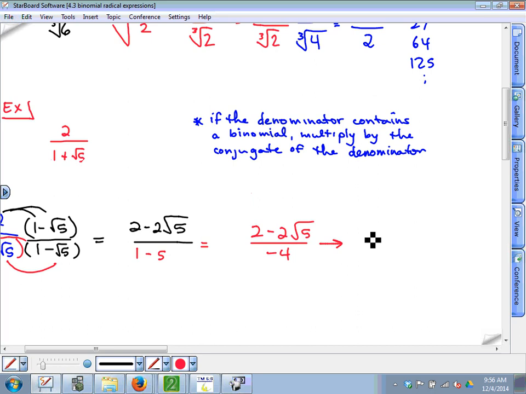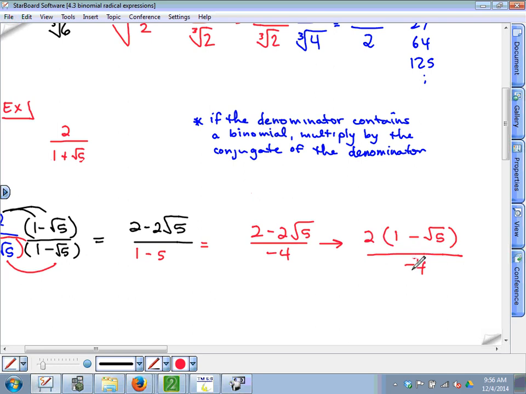Here's what you would have to do. You factor out a 2 from the numerator, and that leaves you 1 minus the square root of 5 all over negative 4. Why would you factor out that 2? Other than it was just super fun to do. Come on, don't be shy. You know the answer. What does this 2 now do?